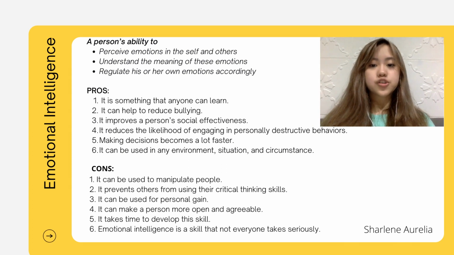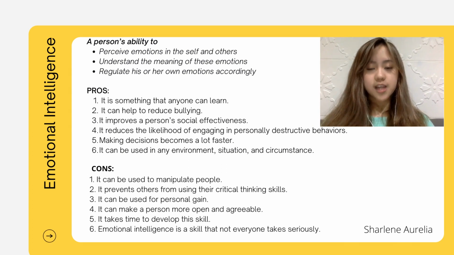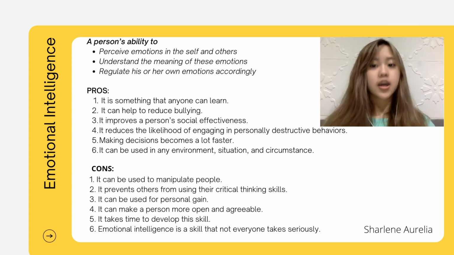Next one is emotional intelligence. Emotional intelligence is a person's ability to perceive emotions in the self and others, understand the meaning of these emotions, regulate his or her own emotions accordingly based on the situation.